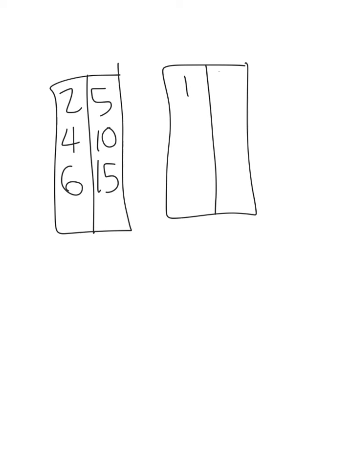So we've got 2 to 5, 4 to 10, 6 to 15. Okay, we'll do that. Then we've got 1 to 3, 3 to 9, and we'll go 5 to 15. So if we're looking at these, none of the x values match. 2 doesn't match any of those, 4 doesn't match any of those, and 6 doesn't match any of those.